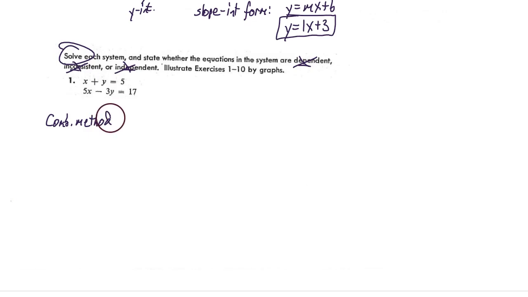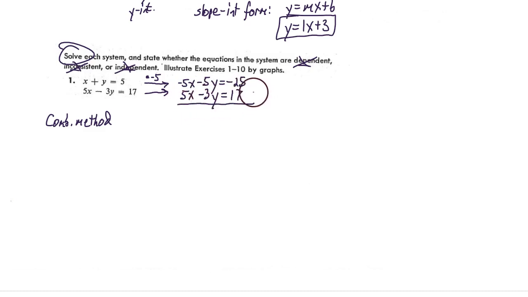In combination method, we want one of the variables to have opposite coefficients. Because this is positive 5x, we would want this to be negative 5x. Or if you look at the letter y instead, because this is negative 3y, we would want this to be positive 3y. Let's make the letter x's cancel. So in the top equation, multiply by -5. The top equation turns into negative 5x minus 5y equals -25. Then keep the second equation the same as it was to begin with.